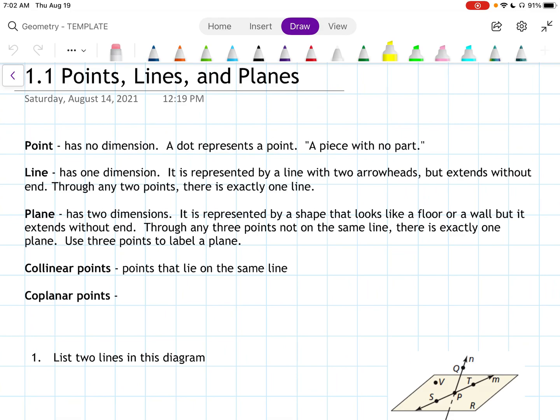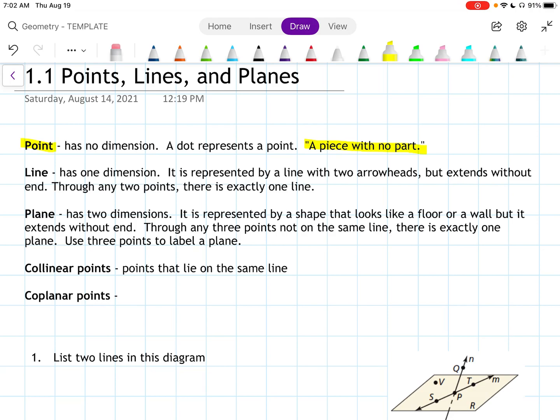All right, I'm going to just talk about these. We got a point. A point has no dimension, right? A dot represents a point, and I learned this in college. This was a cool little piece of it. It's a piece with no part. I think that's a neat way to say it. Can't be broken up. It's very simple. It's the most simple piece of geometry, a point, right? There's no piece of it.